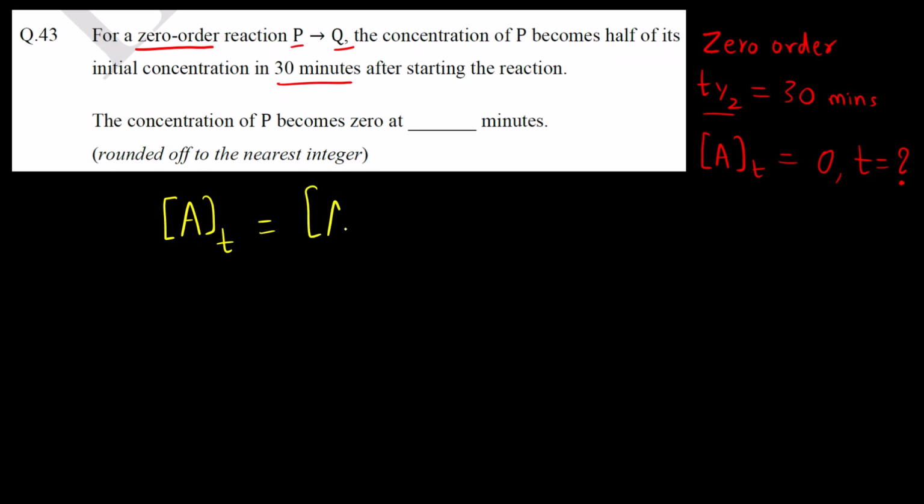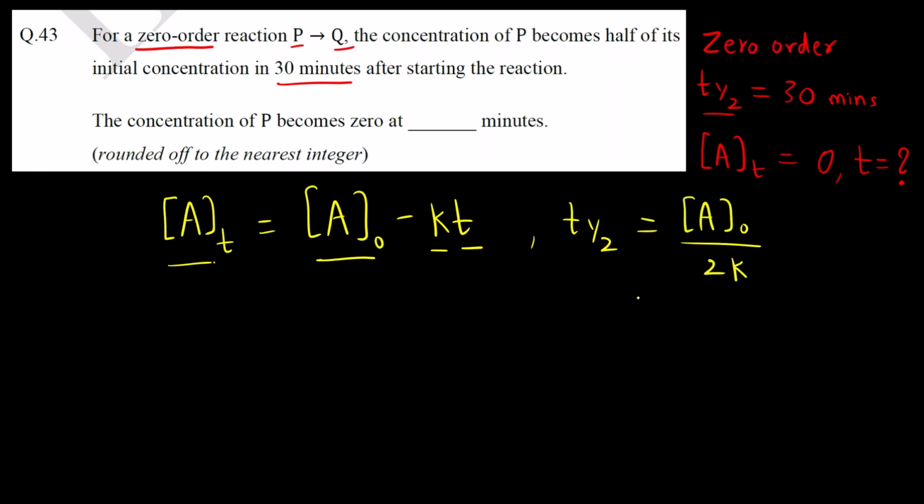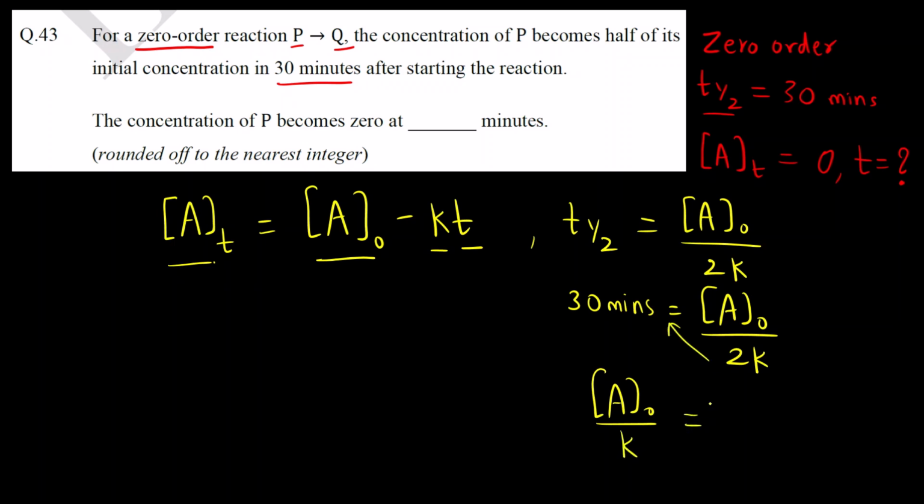Okay, At is equal to A0 minus kt. What is At? Concentration of reactant after time t. A0 is the initial concentration, k is the rate constant, t is time. First thing given to us is the half-life. Okay, so what is the formula for half-life for a zero order reaction? A0 by 2k. What is given? t half, that is 30 minutes. Okay, so that will be A0 by 2k equals 30. So I can write A0 by k, cross multiply, 30 into 2, 60. Okay, so this is the equation that will be useful.